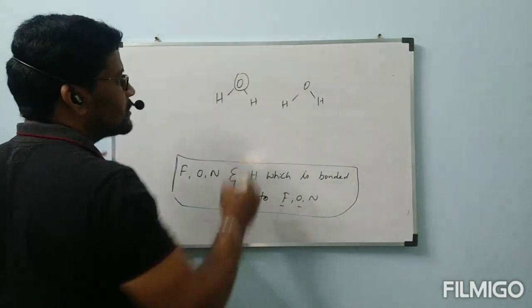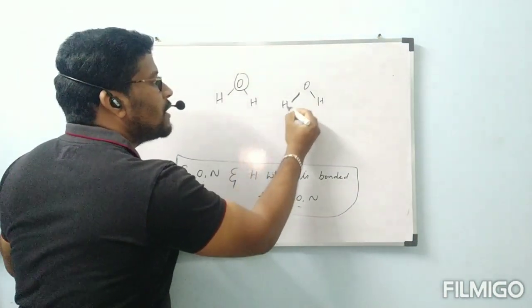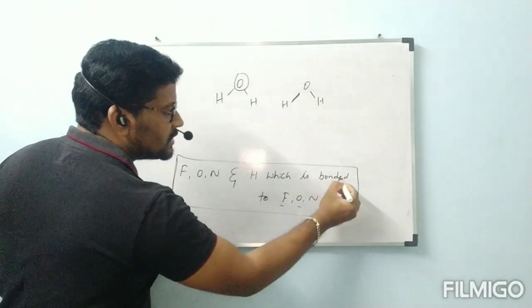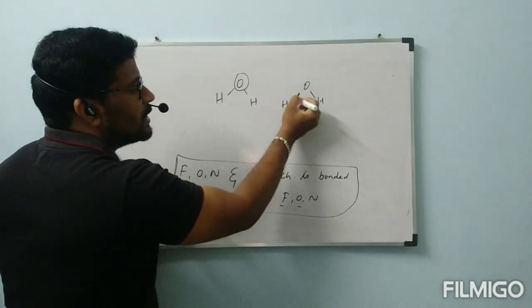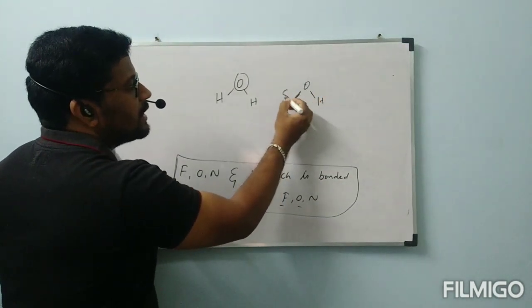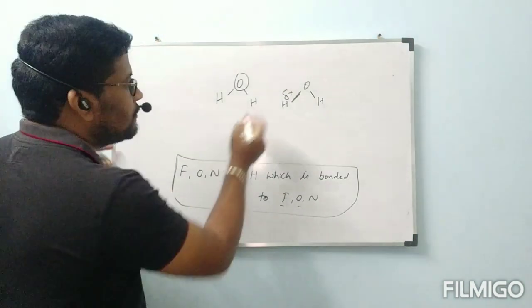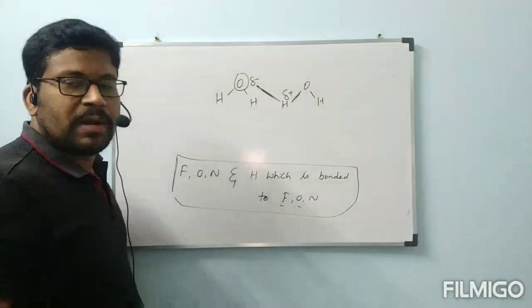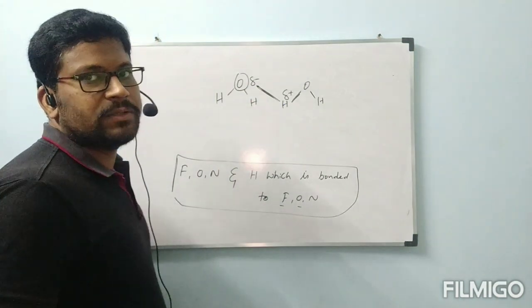A highly electronegative atom, oxygen, is there, and hydrogen is bonded to oxygen. See, hydrogen is bonded to any one of the elements fluorine, oxygen or nitrogen. Here H is bonded to oxygen, so it gets enough delta positive charge to be attracted by a delta negative charge. Then it will form a hydrogen bond. That's why H2O will form hydrogen bonds.